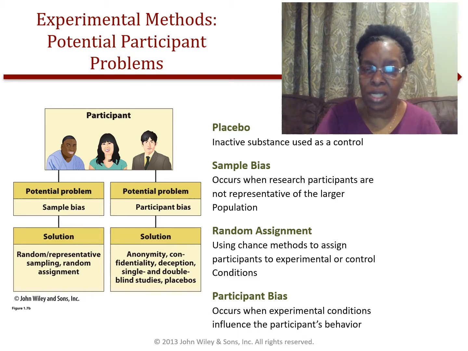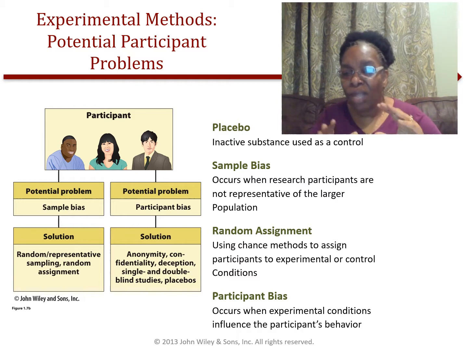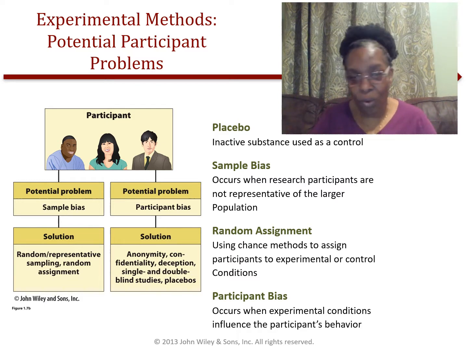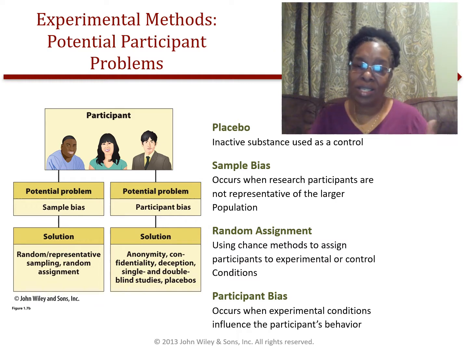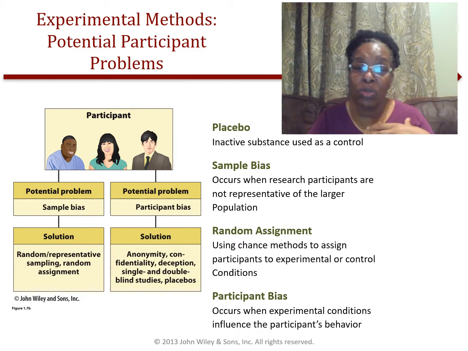Participant bias is occurring when the participants might try to influence the results based upon their self-report. Like I said before, they might want to look good. People don't want to show any type of flaws, so they may answer in that regard. Okay, so the best way to solve issues like sample bias is using random representation, random assignments.